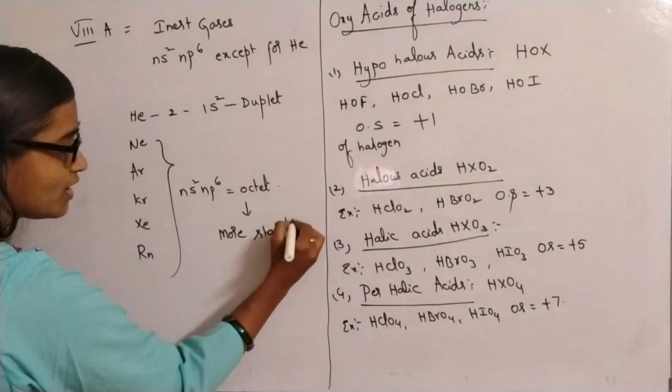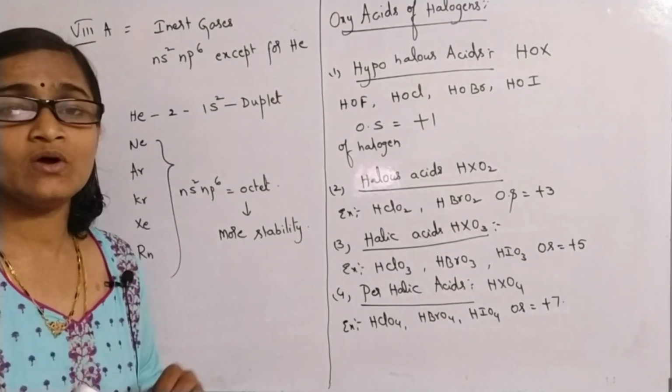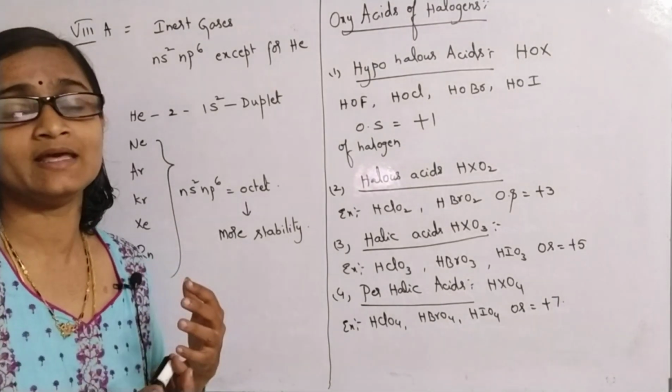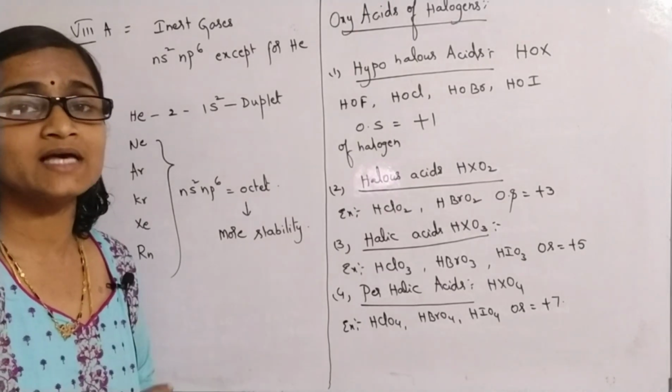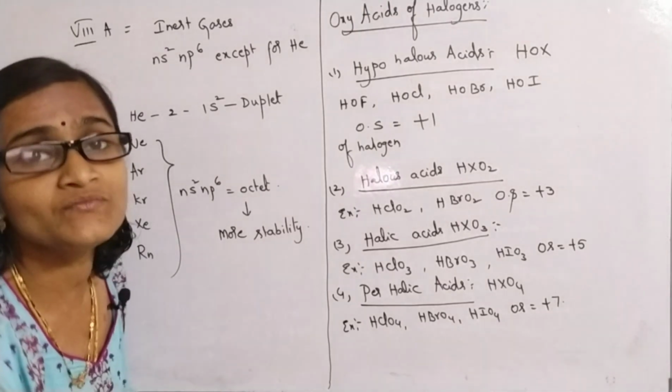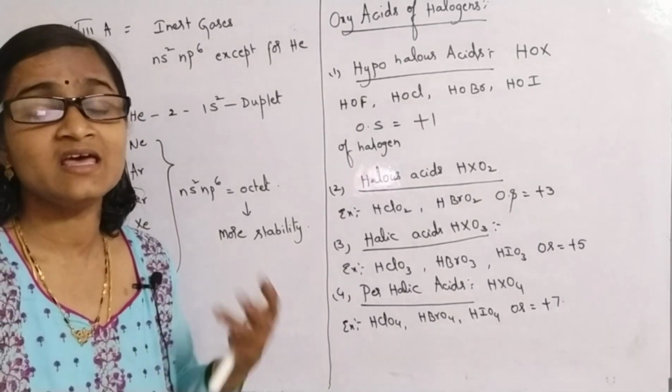Stability is based on the octet rule, which you have learnt. All other elements of the periodic table try to attain stability by acquiring an octet configuration like that of these inert gases. Because of the presence of the octet configuration, these inert gases are said to be highly stable.